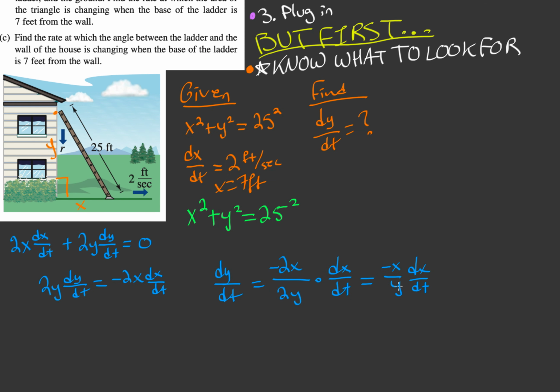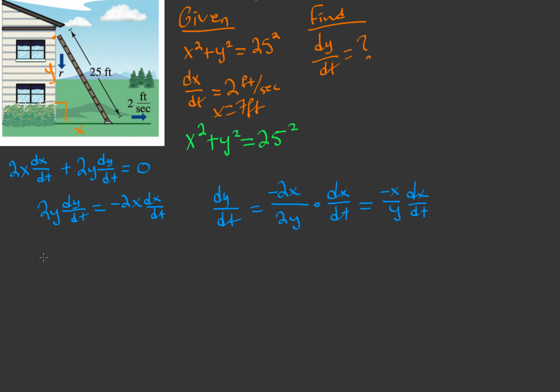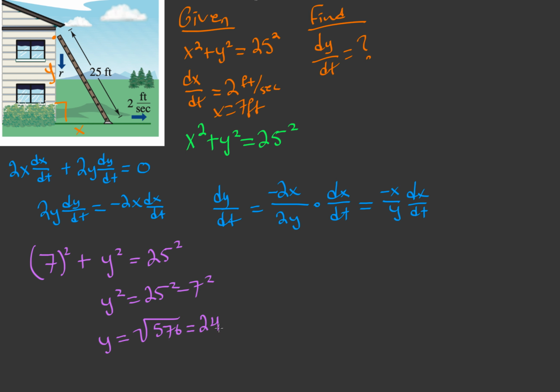Now, we also have a y here, and in order to solve for y, we have to use the main equation again. If we have 7 feet for x, then 7 squared plus y squared gives us 25 squared. So y squared is equal to 25 squared minus 7 squared. If we take the square root of both sides, we get the square root of 576, and this gives us an answer of 24.